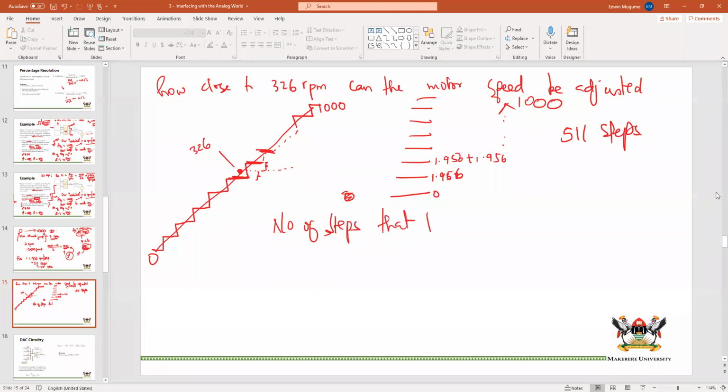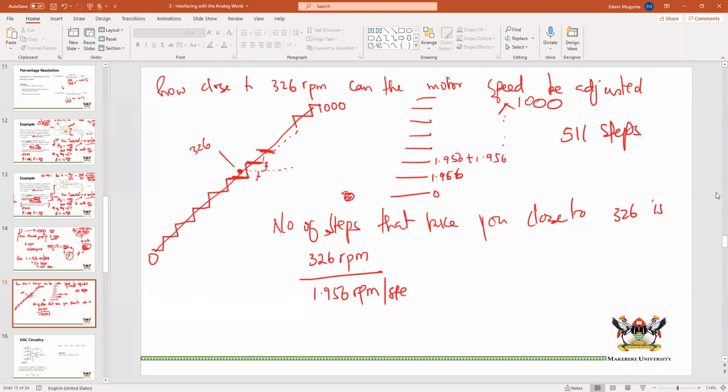that take you close to 326 is 326 revolutions per minute over 1.956 revolutions per minute per step. You can see that what comes out of here is in steps. And I don't know how many steps those are.